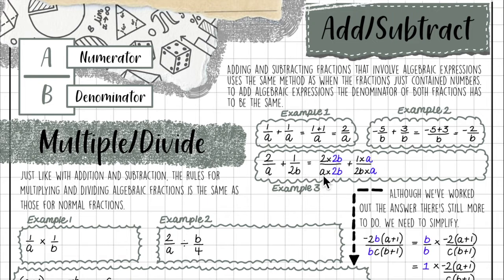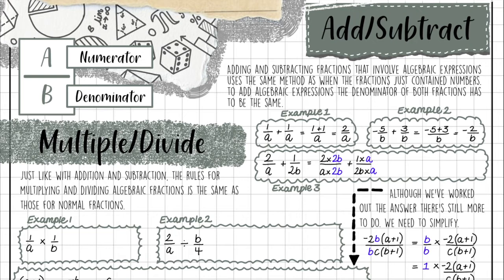So here it is. We have a times by 2b, so we've got this 2b now over here, and what we've done to the bottom we have to do to the top, so we've got 2b on the top. This side we wanted a over here, so we've times the bottom by a and we've times the top by a.